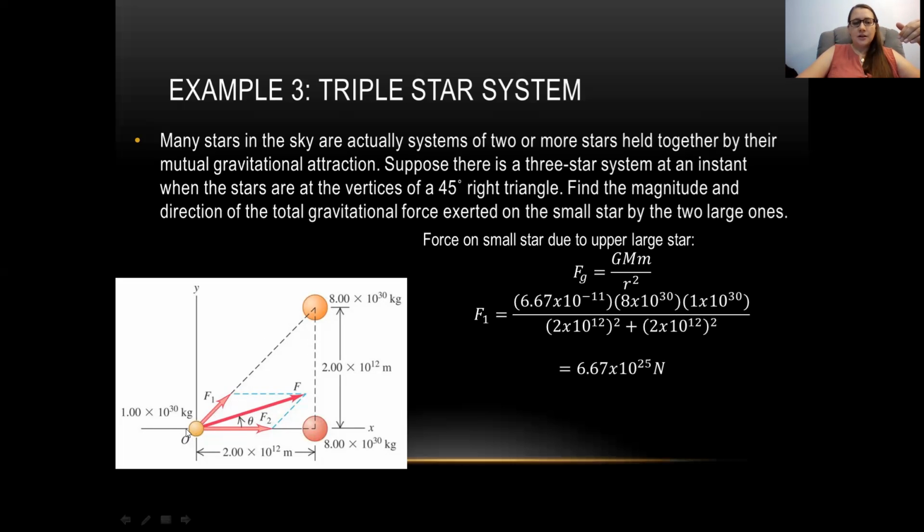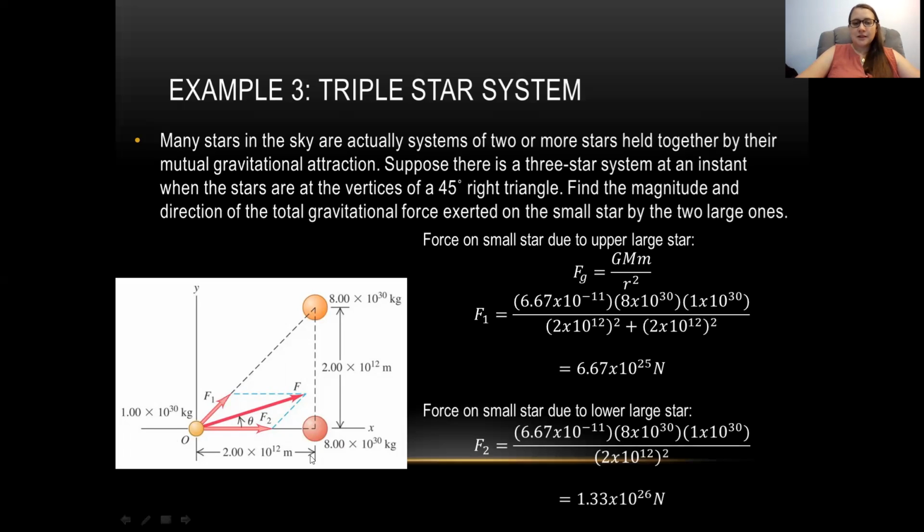So this hypotenuse distance, we can use the Pythagorean theorem to find, right? So this squared plus this squared equals this squared, which is convenient because we need that distance squared in our denominator anyway, right? So we'll just add together those two distances squared, which gives us r squared. And so the force that this small star feels because of the first star is 6.67 times 10 to the 25 newtons.